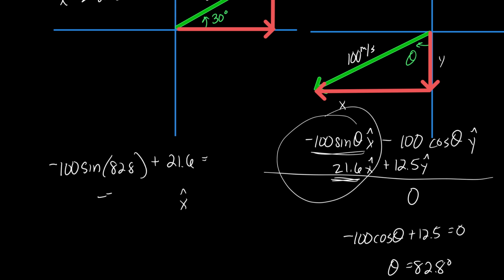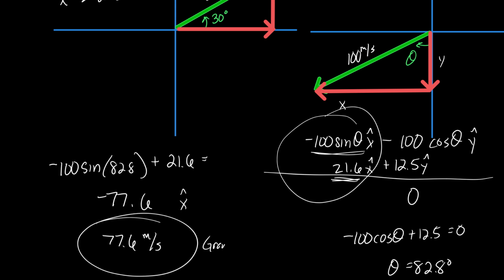I get negative 77.6. Since it only asks for a speed, 77.6 meters per second would be the ground speed of the plane. And then you should assume there'll be some other question to follow up after that that asks, like, how long does it take the plane to stop if it has to stop in 300 meters or something that's going to follow up here.